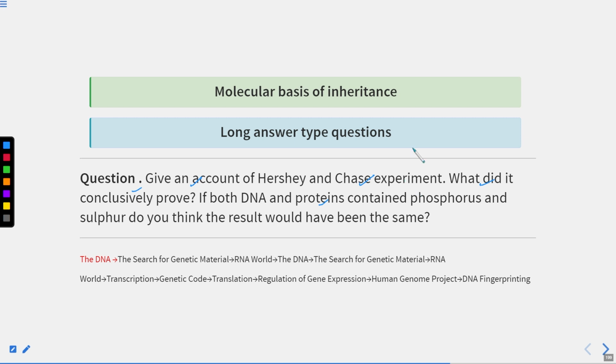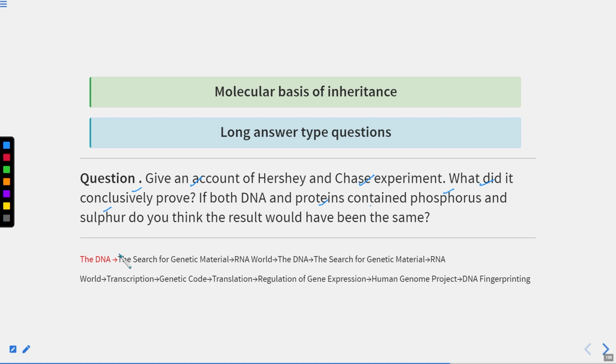Now, if both DNA and protein contained phosphorus and sulfur, do you think the result would have been the same? So, DNA, it is made up of what? DNA is made up of nitrogenous bases. It is made up of pentose sugar and it is made up of a phosphate group. All right. Now, proteins consist of an amino group and a carboxylic group. All right, so this is clear. So this you have to keep in mind first.